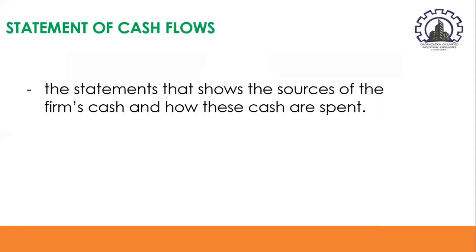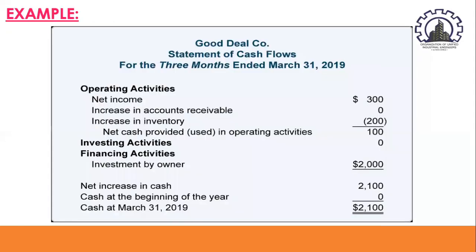Now, this is an example of statement of cash flows. And again, I would like to reiterate, in generating statement of cash flows, same with the other statements, the first thing that we need to do is to write down the name of the company. So in this case, our company's name is Good Deal Corporation, followed by the name of the statement. So in this case, we have statement of cash flows and followed by the duration or period. So in this case, we have for the 3 months ended March 31st, 2019.